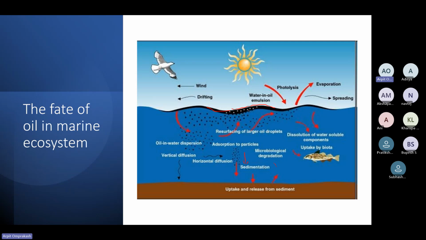If there's some heavy hydrocarbon here, a group 5 hydrocarbon, which has a high specific gravity, that will go down. It will get sedimented on the bottom of the ocean and be taken up by benthic organisms, which feed on the bottom of the sea, or the bottom of the ocean.